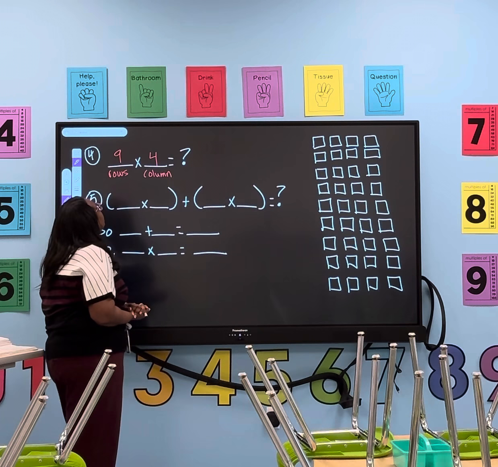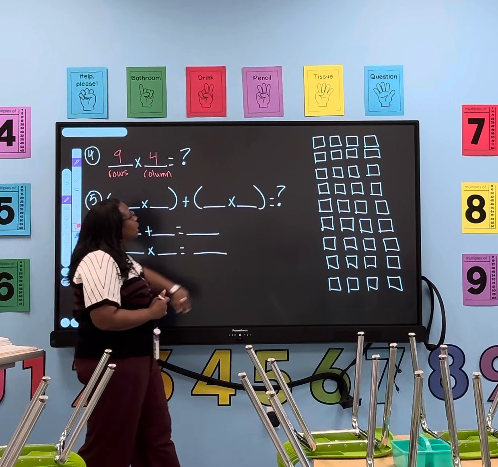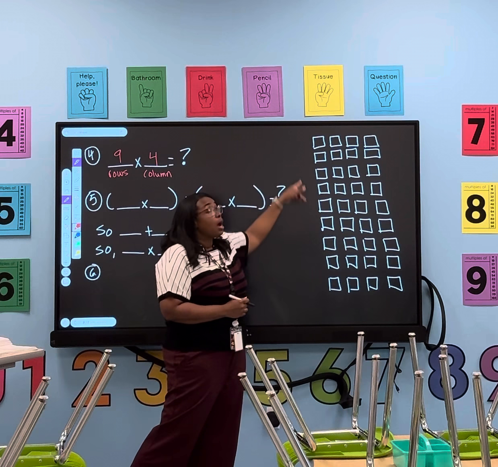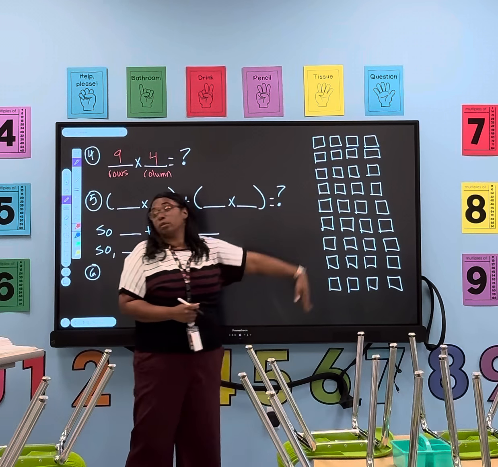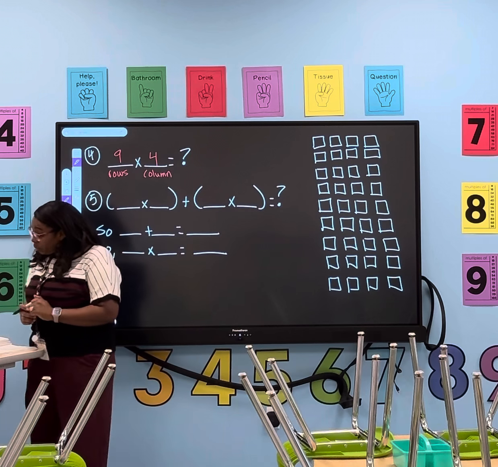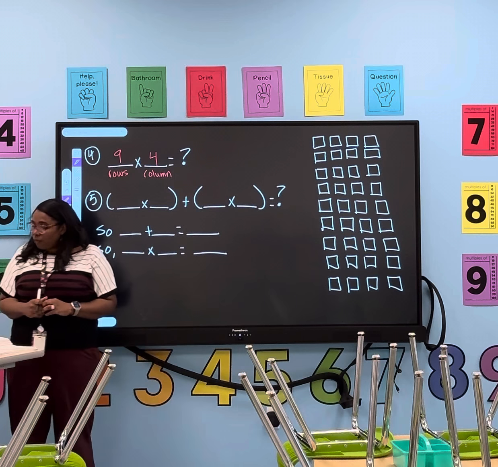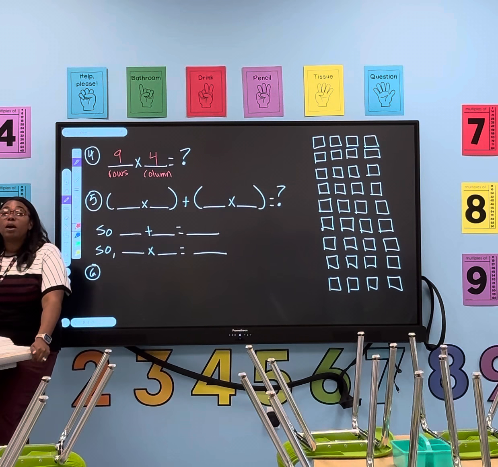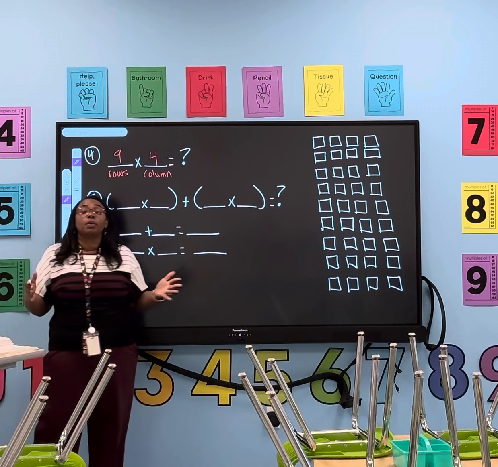He's trying to solve 9 times 4, which means 9 rows with 4 in each row, or 9 rows with 4 columns. Okay, let's go to number 5. Number 5 says circle columns to break the array into two parts. So now they want us to do that break apart strategy.